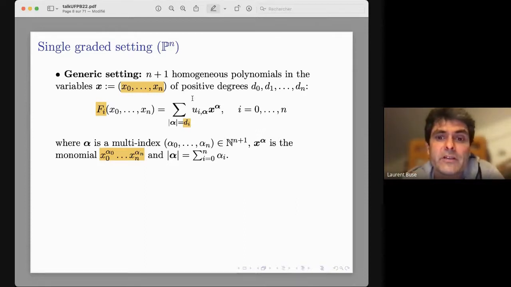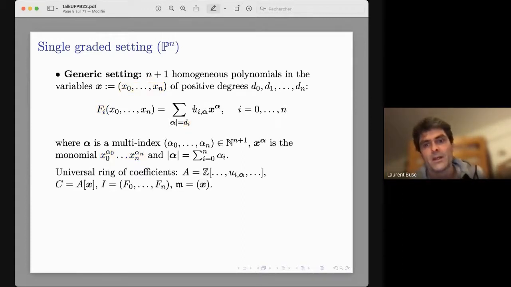And so the notation is that Fi is the sum of all the monomials x alpha in degree di, and I denote by ui alpha the coefficients of this monomial. So this is a kind of generic polynomial because I can consider these coefficients as variables. Okay, so these are my notations. So we call A the ring where we put all the coefficients over Z. We call this ring the universal ring of coefficients. Okay, so this is the ring where all the coefficients of all the equations live.